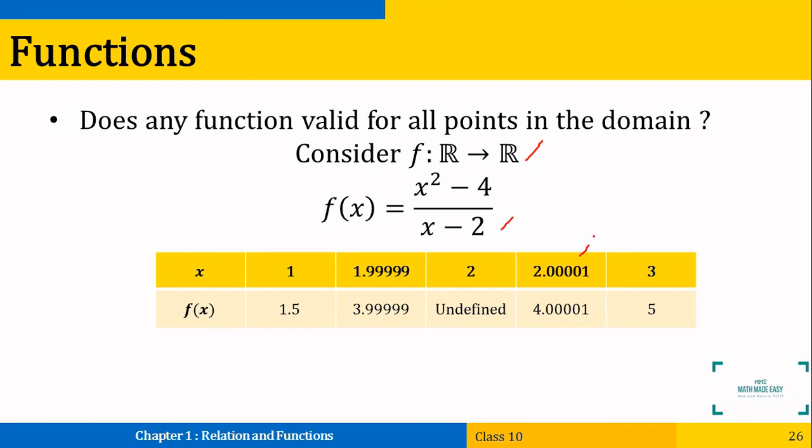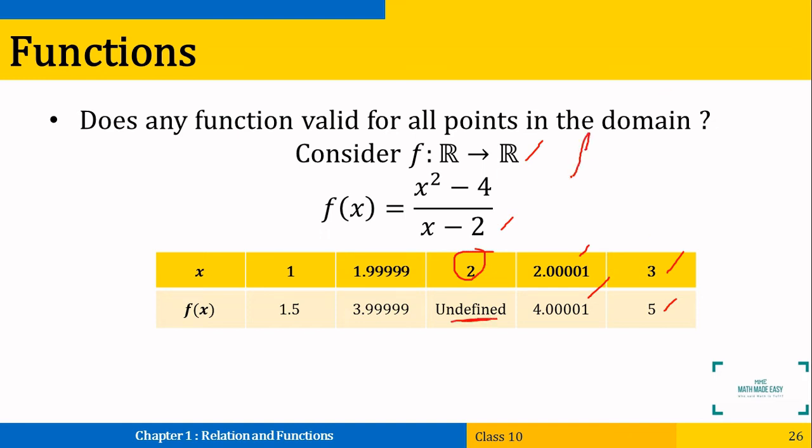2.00001 gives you the value 4.00001, and if we take the x value to be 3, we get f of x to be 5. So, at the particular point 2 we have an undefined value. Let me show you how.